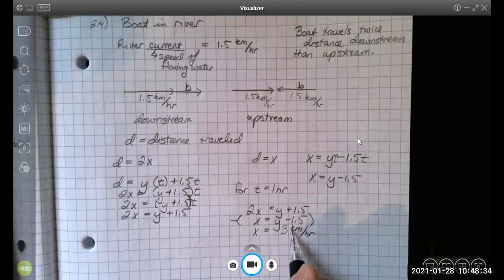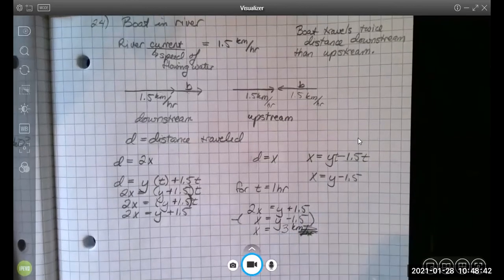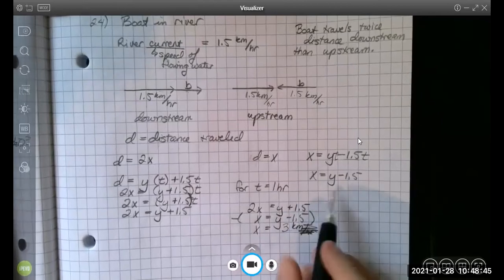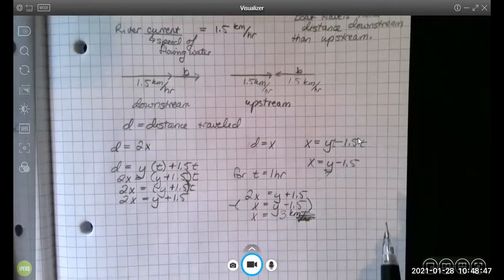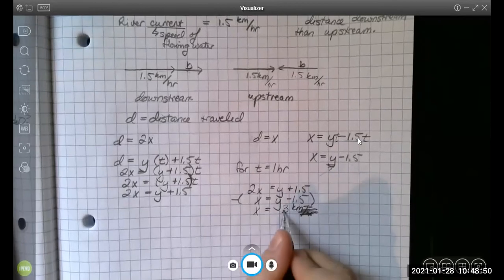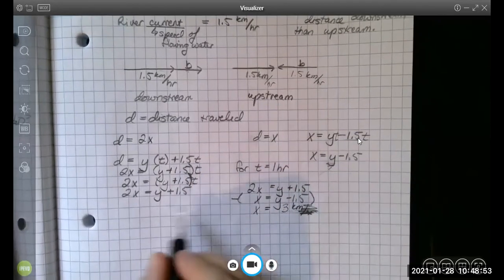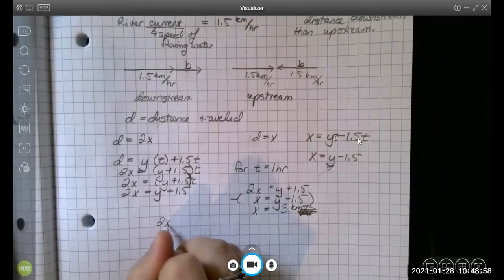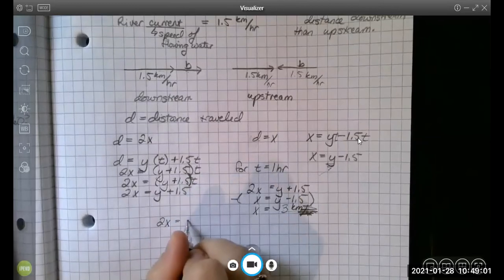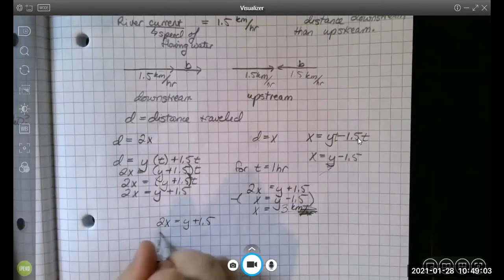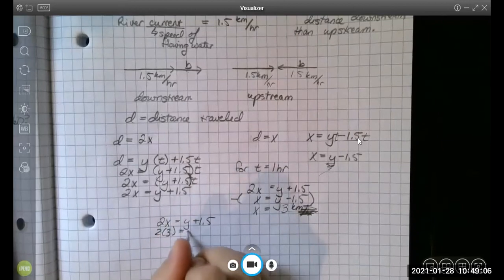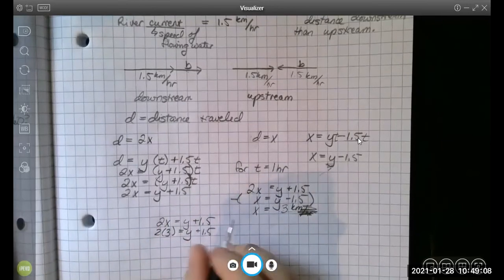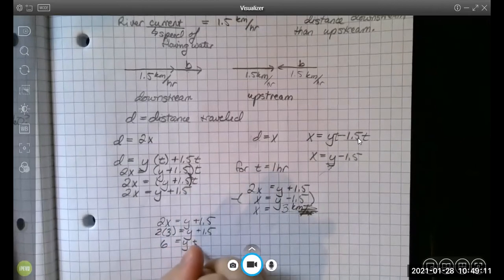And then I'm going to check that. I'm going to take that 3 and I'm going to plug it back in, because 3 is just kilometers. We want y. Y is the speed of the boat, because that's what we actually want. So x equals 3. So now I'm just going to use any one of these equations, really. 2x equals y plus 1.5. 2 times 3 equals y plus 1.5. 6 equals y plus 1.5.